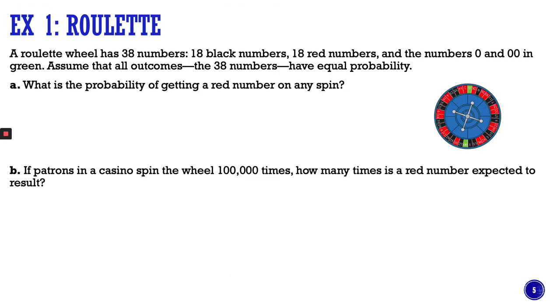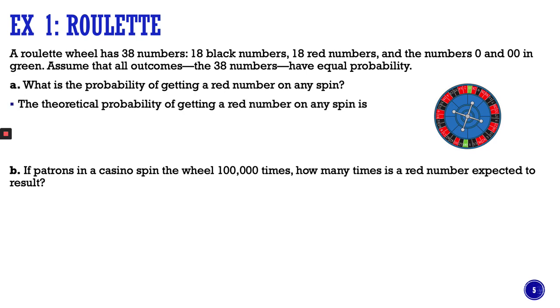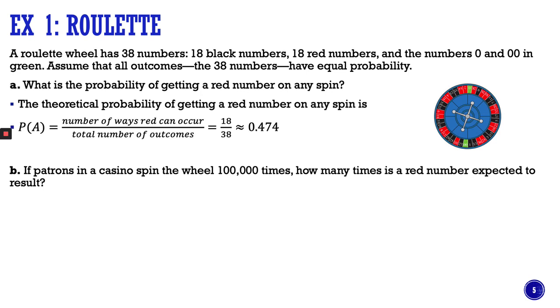So example 1: a roulette wheel has 38 numbers, 18 black, 18 red, and the numbers 0 and 00 in green. Assume that all outcomes, the 38 numbers, have equal probability. What is the probability of getting a red number on any spin? Well, the theoretical probability of getting a red number on any spin will be P(A) equal to the number of ways red can occur over the total number of outcomes. Remember, there are 38 outcomes and there were 18 red numbers. So 18 out of 38 is approximately 0.474.